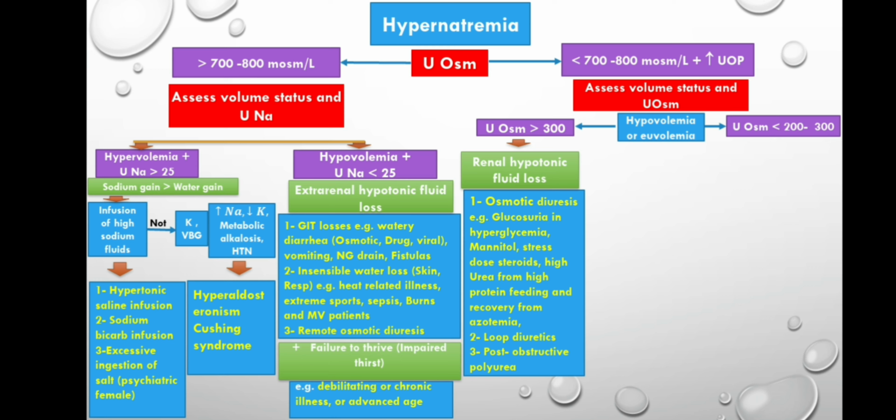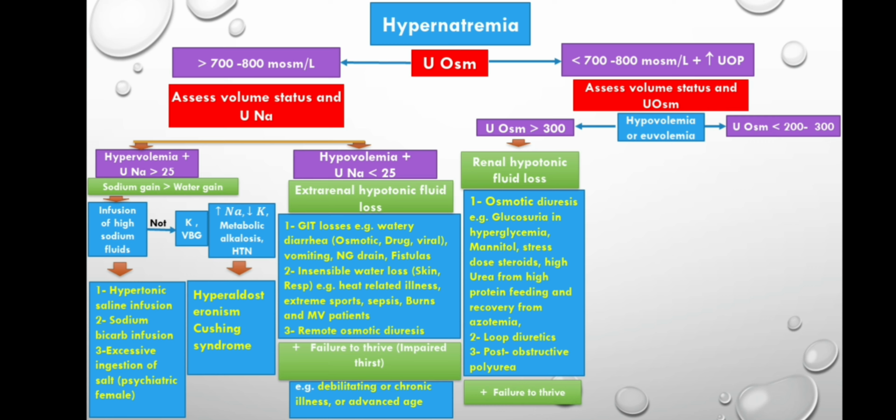So the recovery phase of azotemia will cause polyosmotic diuresis or polyuria. Also loop diuretics, as we mentioned before, mainly furosemide, because furosemide causes diuresis with water excess more than sodium, so hypotonic fluid loss will occur. And post-operative polyuria, post-renal obstructive polyuria. Again, these patients should have failure to thrive to develop hypernatremia.